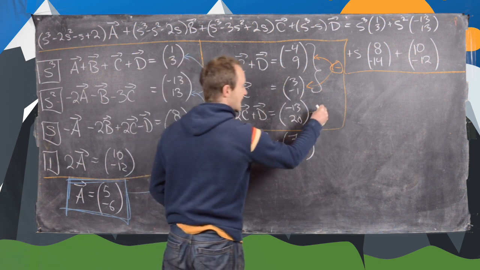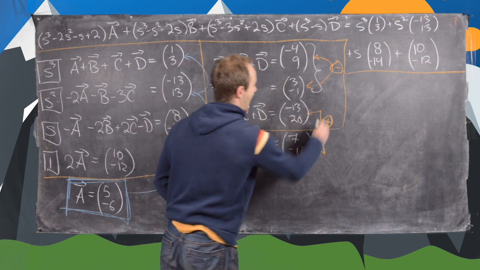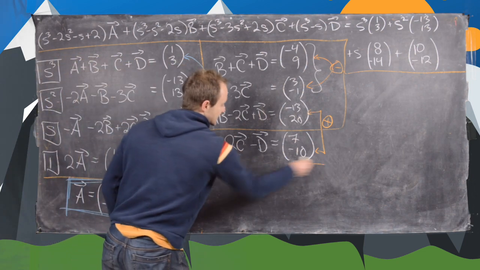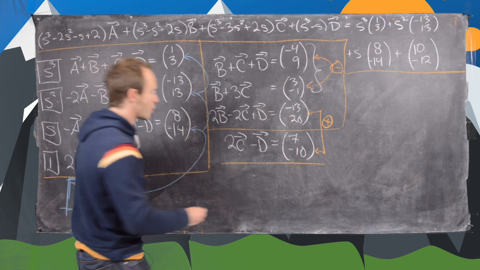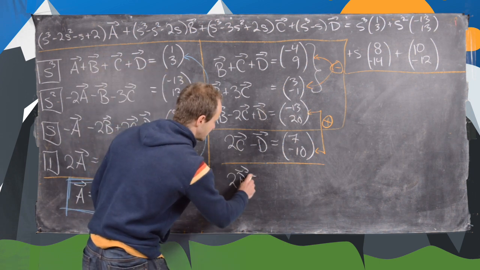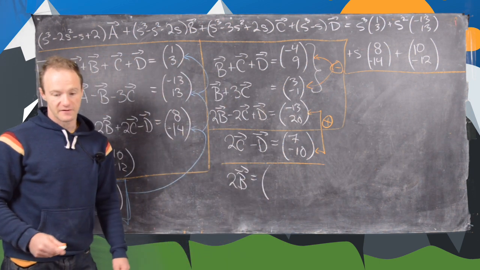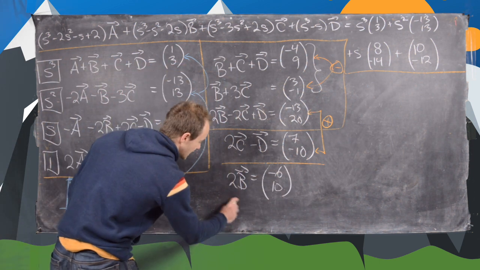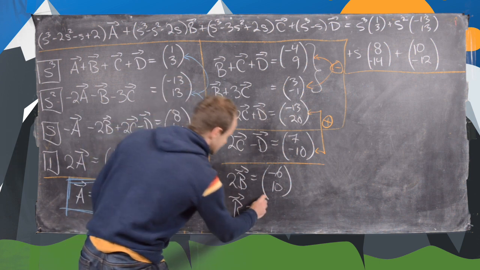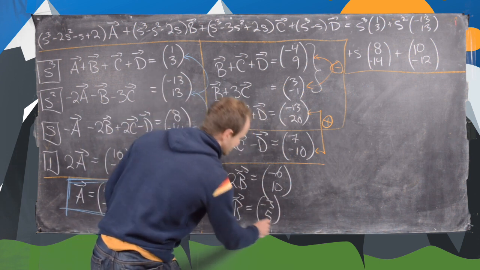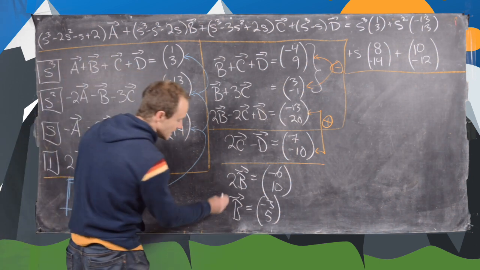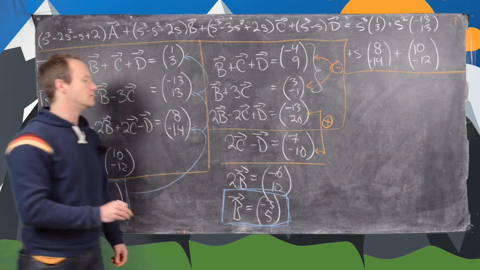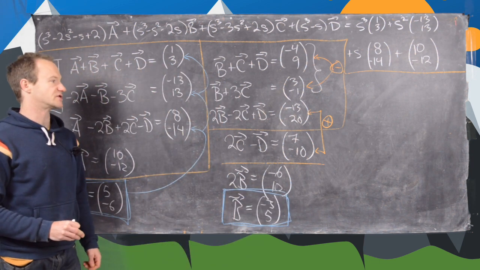So what we can do is take these two and add them, and we will eliminate the c vector and the d vector. So let's see what we get when we do that. We will get twice vector b is equal to the vector given by minus 6, 10, which tells us that vector b is minus 3, 5. Okay, so now let's go ahead and put a box around that. And we can move on to finding vector c and vector d.